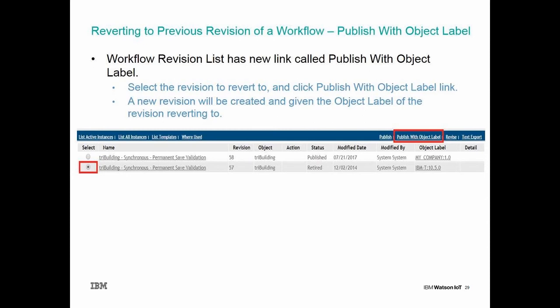Reverting workflows. So now we'll jump to workflows. With reversion of workflows, we added a new link called Publish with Object Label. This link appears when viewing the workflow revision list. When this link is clicked, the new revision will be given the object label of the revision reverting to.